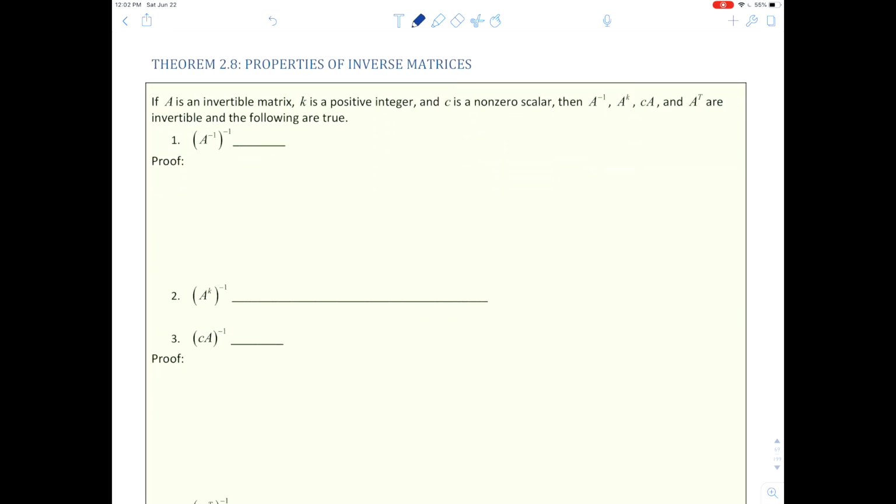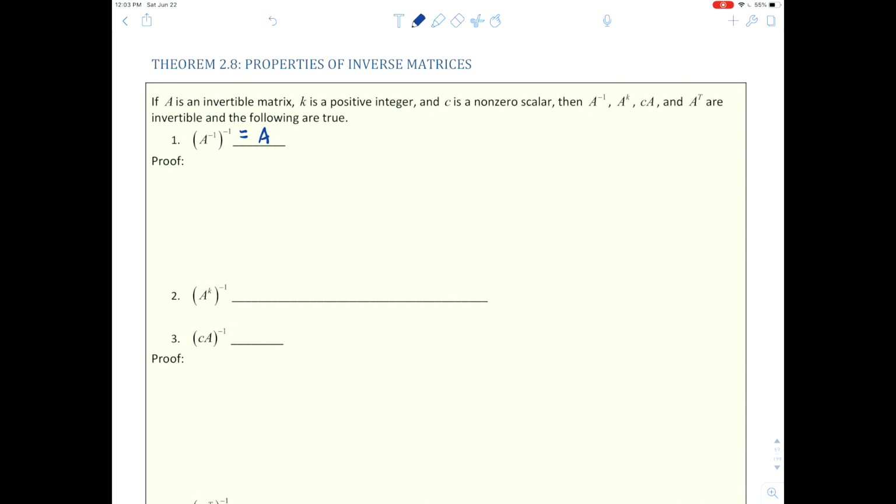All right. So let's go ahead and box our answer here and move along. Properties of inverse matrices. If A is an invertible matrix, K is a positive integer, and C is a non-zero scalar, then A inverse, A to the K, C times A, and A transpose are invertible, and the following are true. So it turns out that A inverse inverse is equal to A.